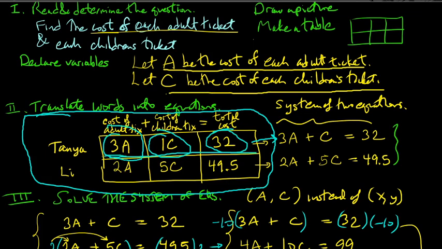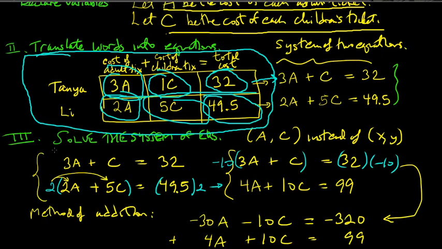And in the bottom equation, it's this plus this equals this. So once you have the equations, your third step is to solve that system of equations. And again, I use the method of addition. You could just as easily use the method of substitution, right? I would not choose the method of graphing.